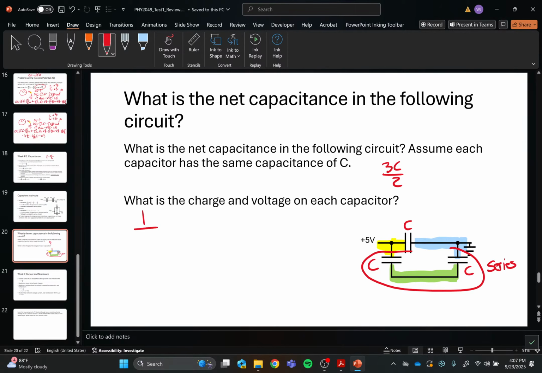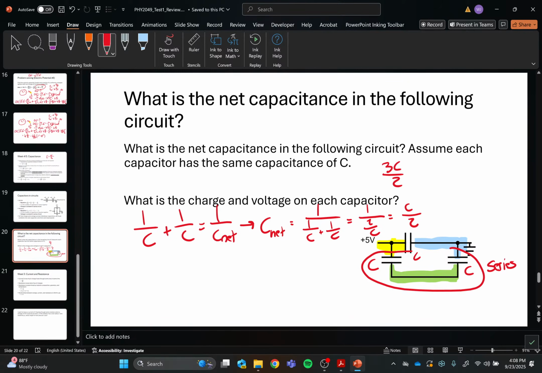How do I combine capacitors in series? They're really fun: 1 over C net equals 1 over C plus 1 over C, which is 2 over C, so C net is C over 2. Fun fact, whenever you add inverses, you should always end with a smaller number. Whenever you do this whole inverse operation, your final result will always be smaller than the smallest element in it. That's just how the math works.